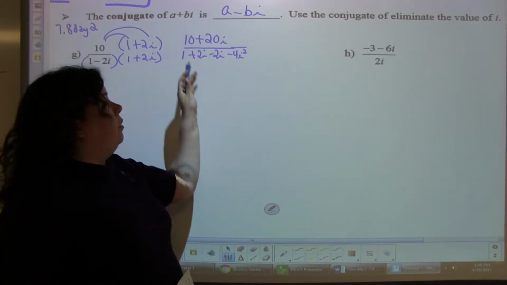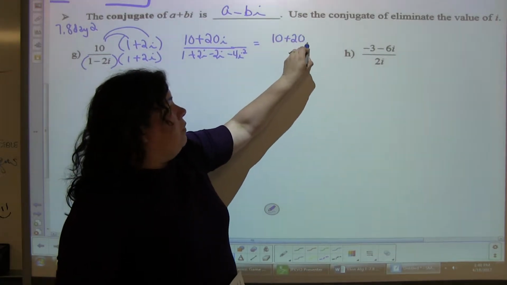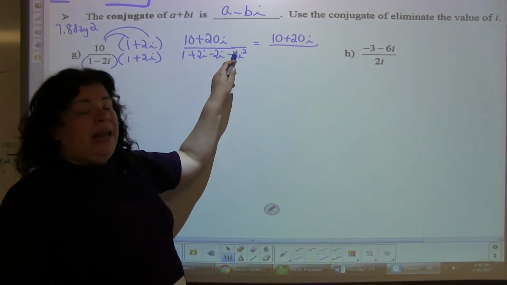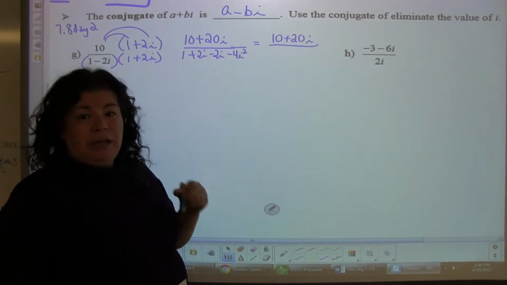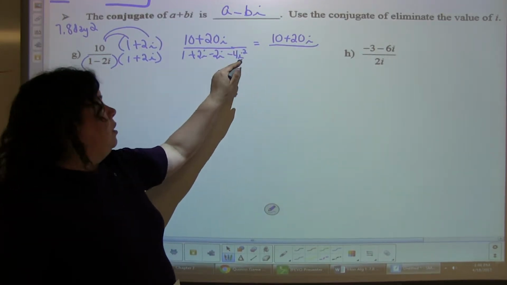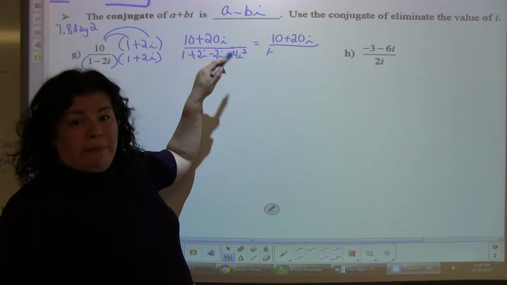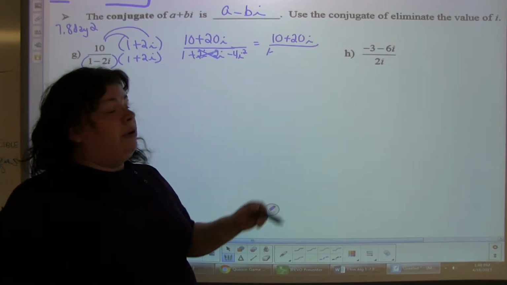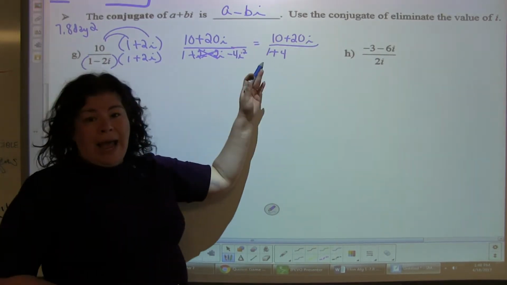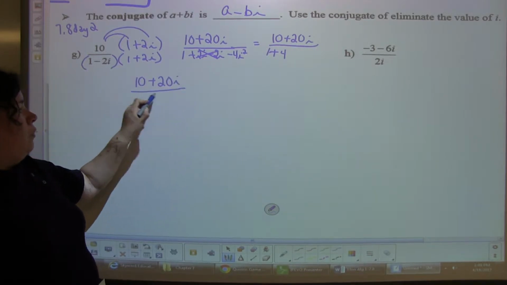Now, in the numerator, we have our numerator already in standard form, so we're just going to go ahead and rewrite that the same way. However, in our denominator, you see that we have an i squared, and i squared is really negative 1, so negative 1 times negative 4 turns this to a positive 4. So we really have 1, and then if you look, we have positive 2i minus 2i, which cancel each other out, and we're left with 1 plus 4. So if we go ahead and simplify this even more, we have 10 plus 20i all over 5.